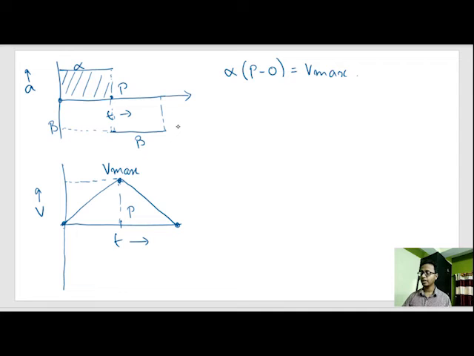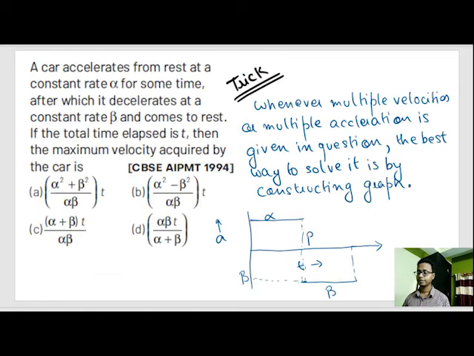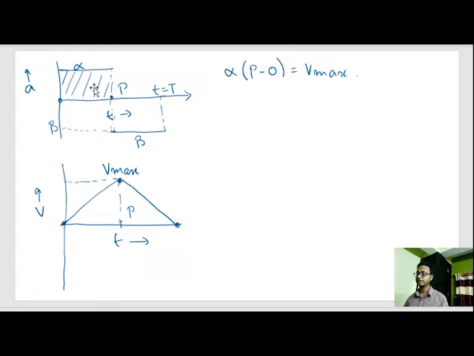Now the total time it takes is capital T. It is given in the question. See, the total time taken by the particle is capital T. Okay, let's read the question. After which it comes to rest, the total time elapsed is T. That means the total time taken to cover the entire journey is equal to T. But we don't know what is the value of p.